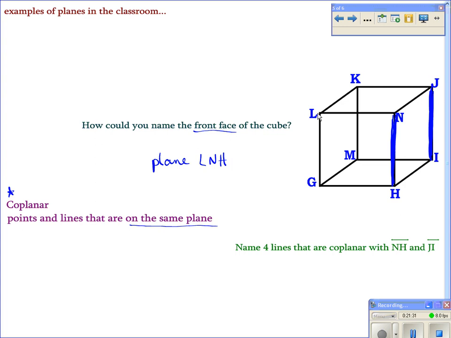You have to imagine looking at that side of the cube, turning it in your head and looking at it, and finding 4 lines that you could draw on there. Remember, lines require 2 capital letters. Anyone have any one of those 4 lines on the right-hand side of that cube? NJ is one of them, which is right here.